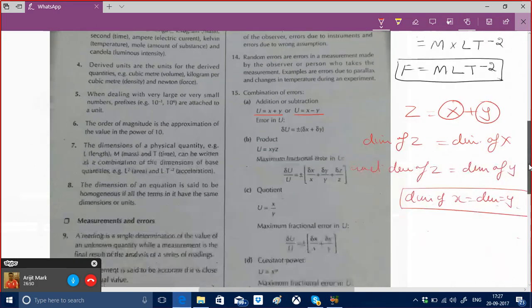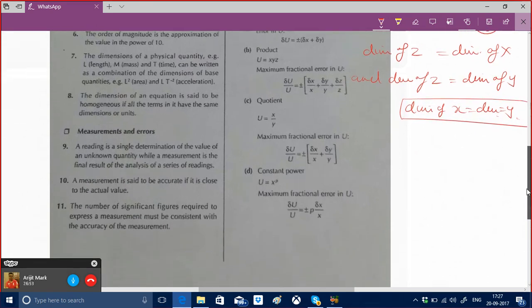So the next topic is errors, measurement and error. Almost every instrument we generally use in our laboratory, or that exists in our physical world, always contains some type of error. None of the objects or machines in the world is perfect or 100% efficient. There will always be some error.